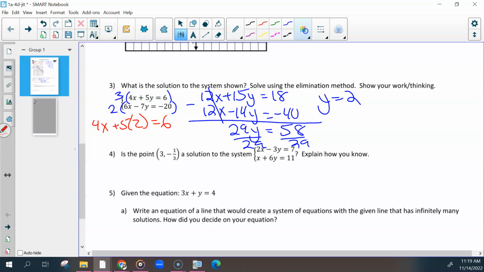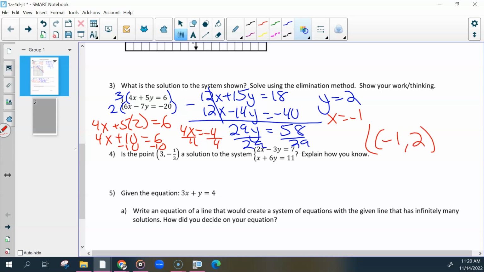I would take it and solve. So 4x plus 10 equals 6. Solve for x. So that x becomes negative 1. So your final answer would be negative 1, 2. Do we have any questions on the elimination process?